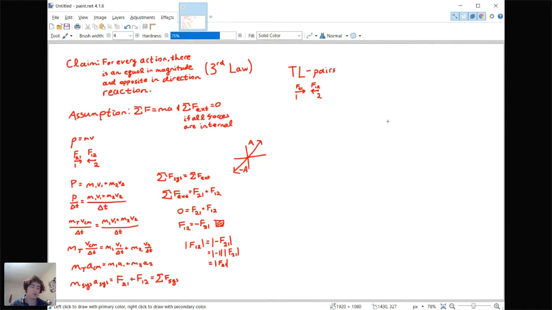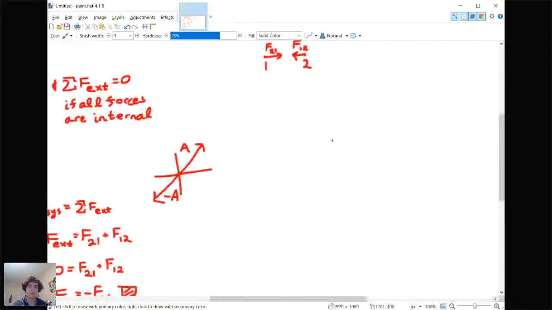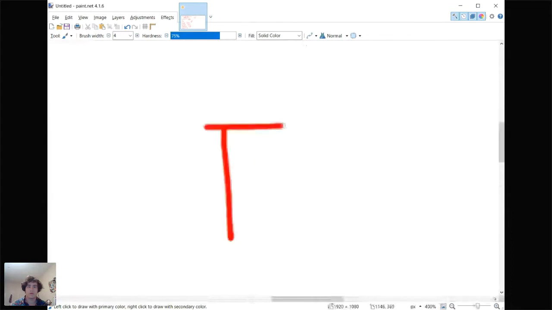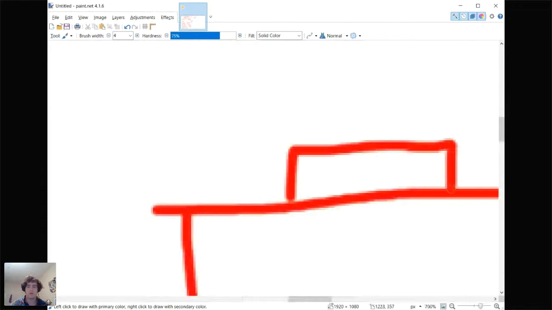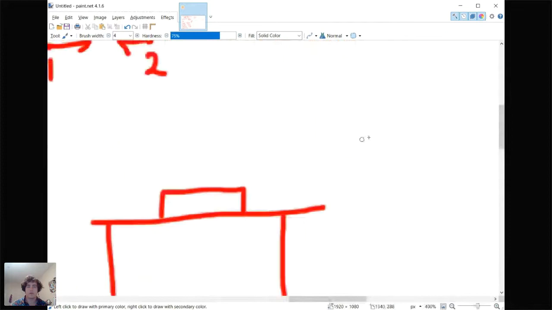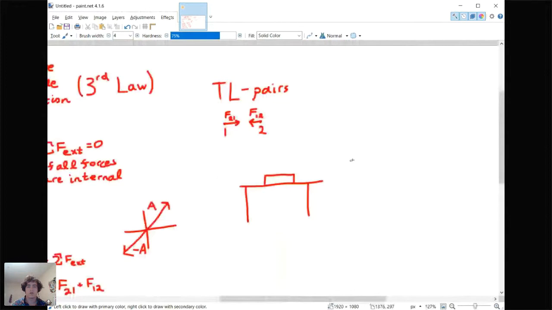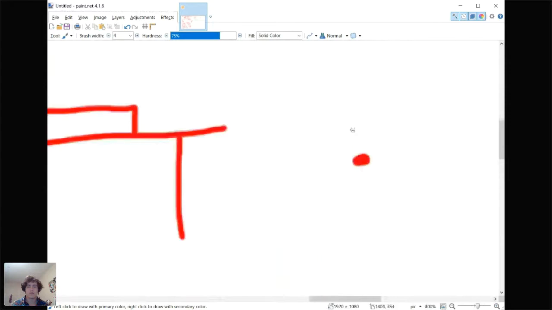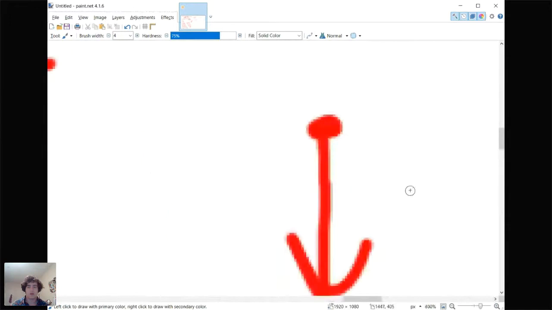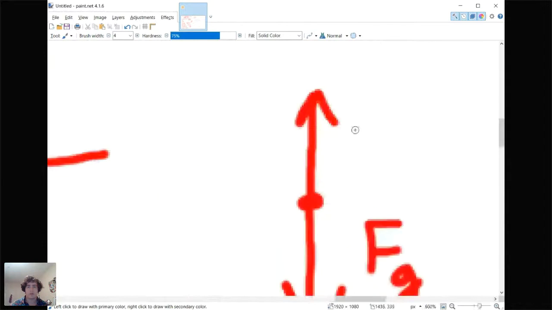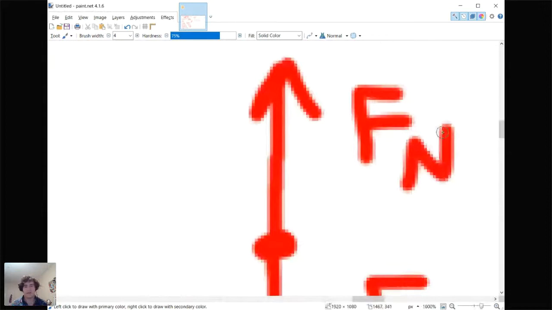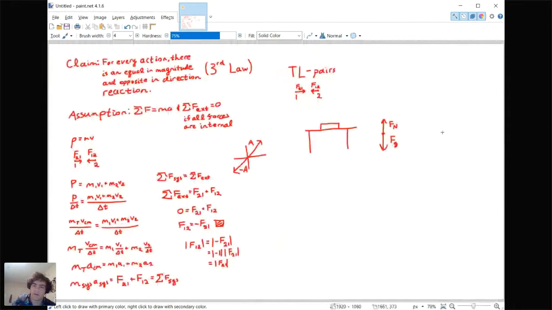So we're going to be looking at some common misconceptions here. And to start off, we'll consider a book on a table, a really badly drawn table. So if we're looking at the free body diagram for the book, there's a force of gravity acting downward and a normal force acting upward. And it's a common misconception to say that the force of gravity and the force normal in this situation are third law pairs. And that's not right.